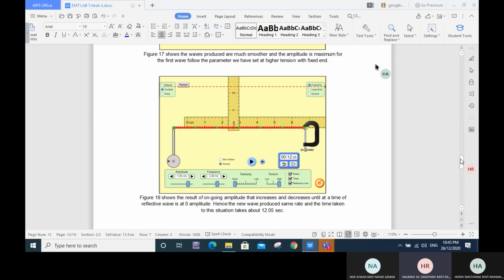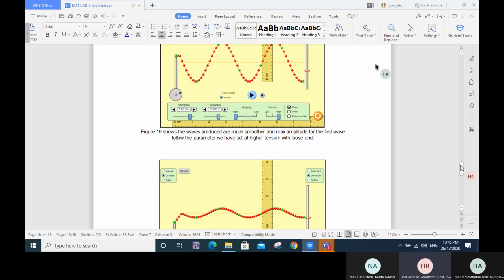The result shows that the wave produced is much smoother and the amplitude is maximum for the first wave, following the parameter we have set at higher tension and fixed end. As Figure 18 shows, the amplitude will increase and decrease until the reflective wave reaches zero amplitude. Hence, the result shows that the new wave is produced at the same rate, and the time taken is only 12 seconds.